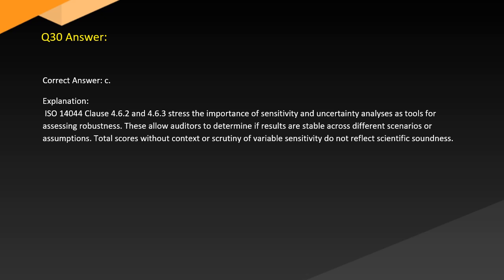Answer. Correct answer: C. Explanation. ISO 14044 Clauses 4.6.2 and 4.6.3 stress the importance of sensitivity and uncertainty analyses as tools for assessing robustness. These allow auditors to determine if results are stable across different scenarios or assumptions. Total scores without context or scrutiny of variable sensitivity do not reflect scientific soundness.